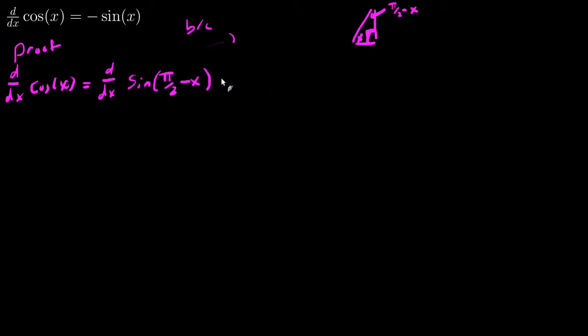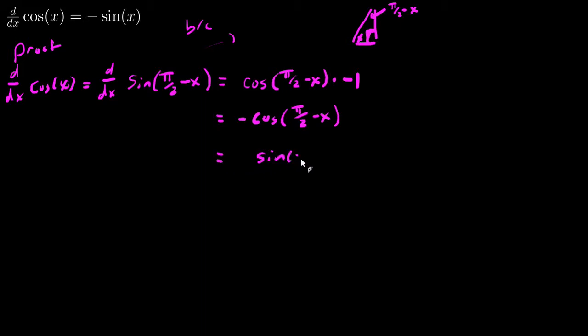But the nice thing here now is I can use chain rule. The outer function is sine, so the derivative of sine is cosine. I leave the inner function unchanged. The inner function is pi over 2 minus x. The derivative of pi over 2 is 0. The derivative of negative x is negative 1. So this will equal negative cosine of pi over 2 minus x. And again, this is a cofunction identity. The cosine of pi over 2 minus x is just equal to the sine of x. And so I have negative sine x.